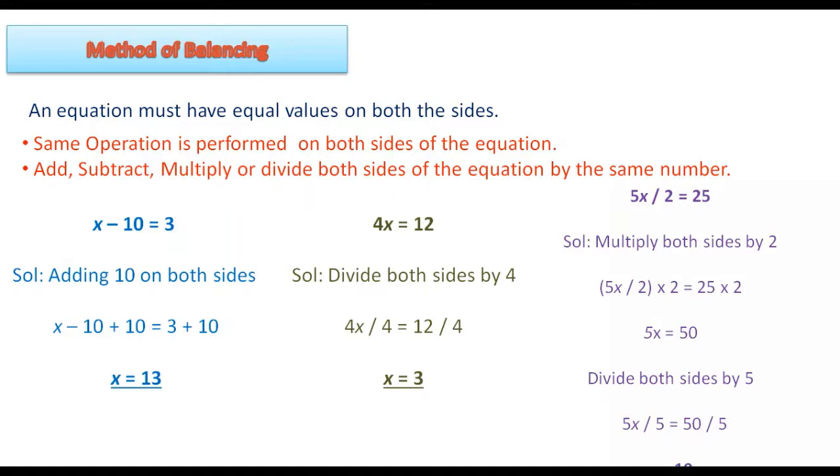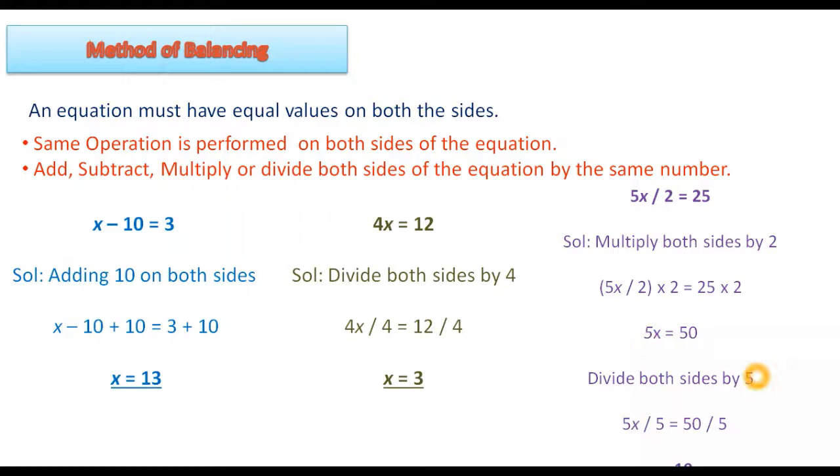So 5x divided by 2 as it is, then multiplied by 2, and 25 multiplied by 2. 2 will get cancelled out here. You are left with 5x equals 25 into 2, that is 50. Now we need the value of x, so we need to balance this 5, right? For this, we need to divide both sides by 5, because this 5 and x are in multiplication. So if we have to cancel this 5, we need to divide by 5. Then it will get cancelled.